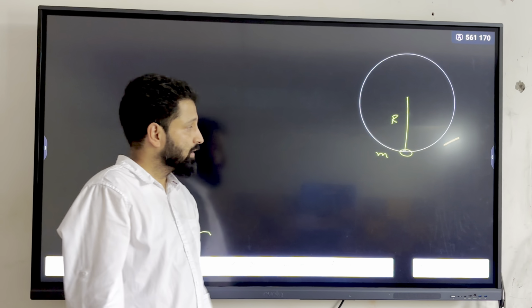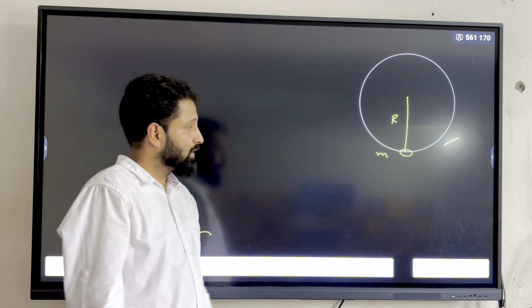For example, let's take an example here. Actually, I am not having a string here. We can say that this is a rod. The concept is the same, but the values will be different in case of a rod and in case of a string. But here we are only looking into the string.